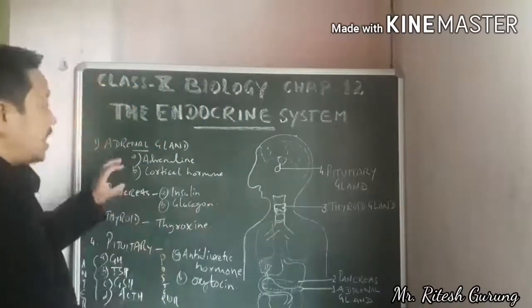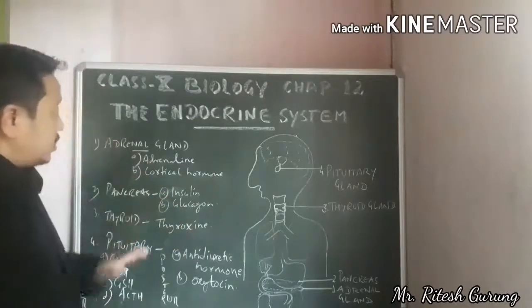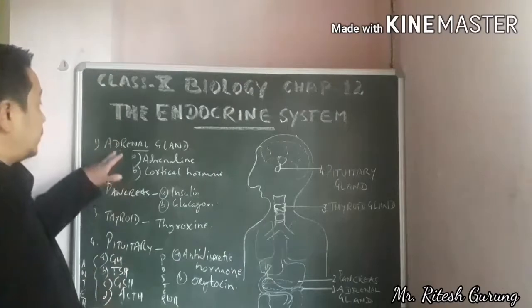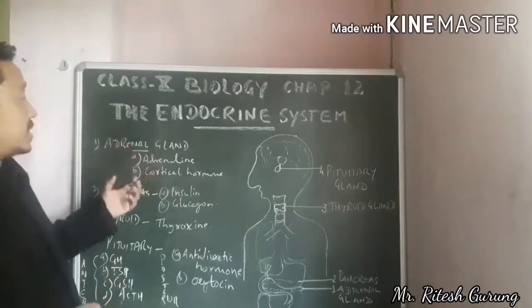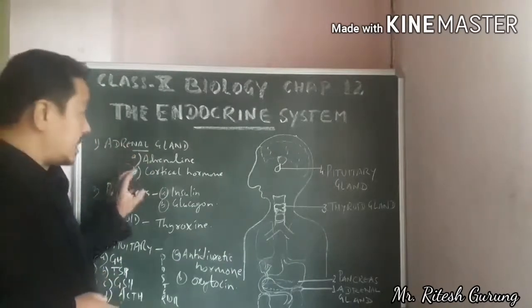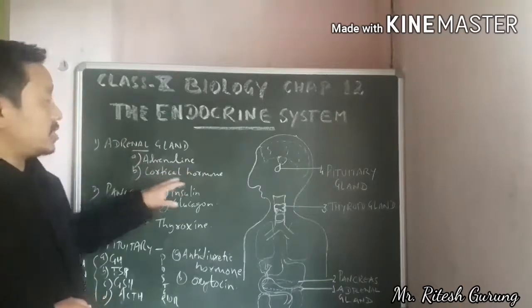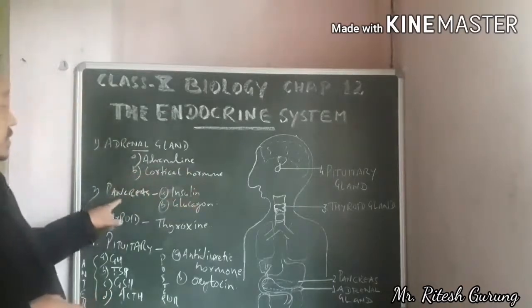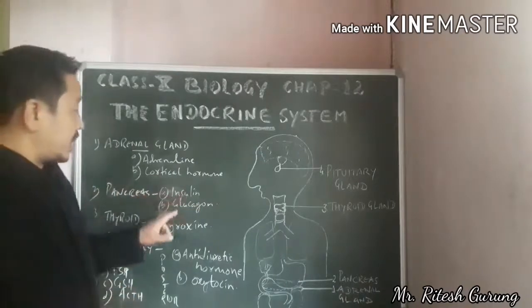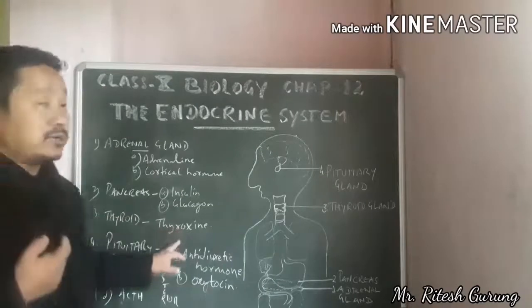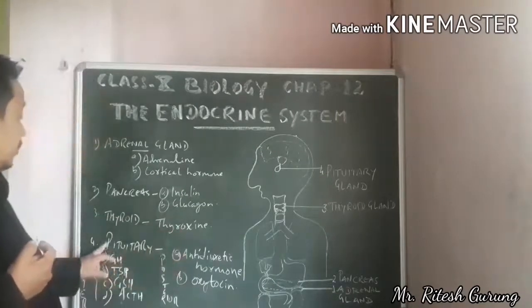So here we'll have a quick look at the hormones produced from these different kinds of glands. Number 1, adrenal gland. From the adrenal gland we have got 2 different hormones in our syllabus, that is adrenaline and cortical hormone. From the pancreas we have got insulin and glucagon. From the thyroid we have got the thyroxine hormone only. Then the pituitary gland.